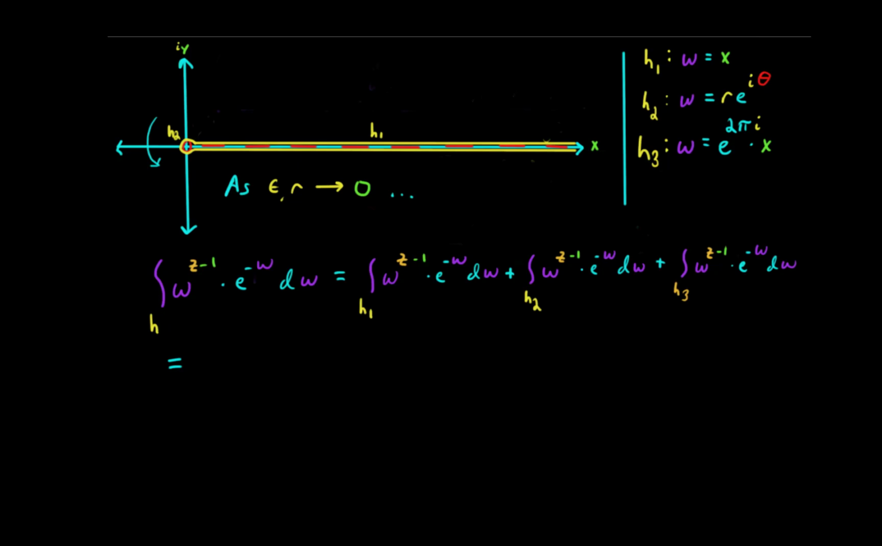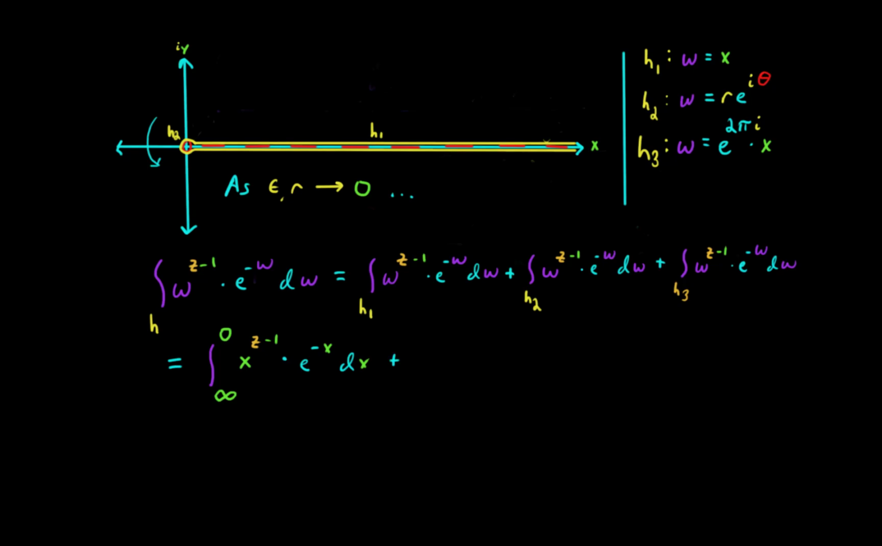So over lowercase h1, the integral will be, here I have to be careful, the bounds will be from 0 to infinity. Not from infinity to 0, because I'm actually starting this integration out at positive infinity, journeying in towards the origin and ending at 0. So this will equal the integral from 0 to infinity of the function x to the z minus 1 times e to the negative x dx. dw here just equals dx, obviously, because w equals x.